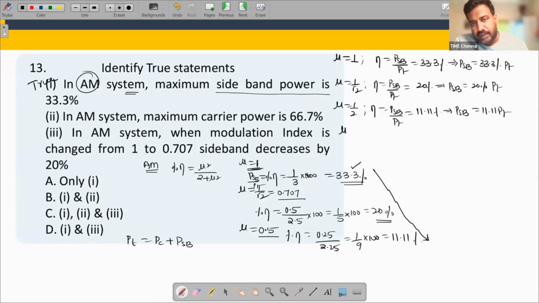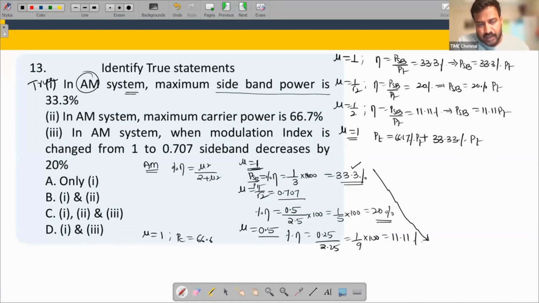Now, if you substitute for mu is equal to 1, total power is carrier power plus sideband power, which is 33.33% of your total power, or 0.33 of PT. Now, if you want to make 1 PT, this is 66.67% of total power. So from this, we got when mu is equal to 1, carrier power is 66.67% of total power.